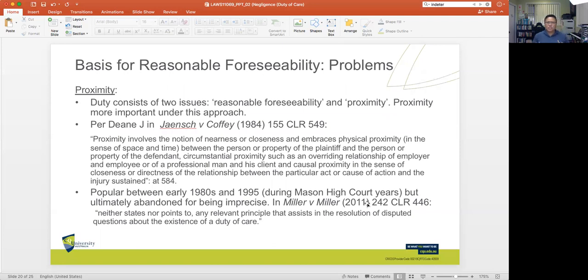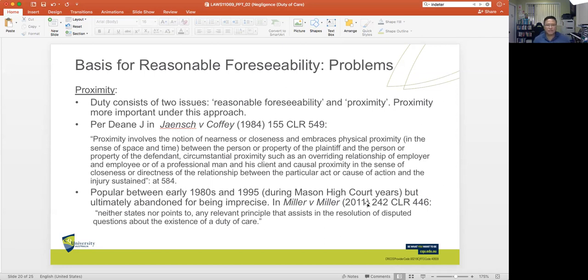So as I mentioned, I've kind of highlighted some of the problems when it comes to the basis for the issue of reasonable foreseeability. We recall in the case of Donoghue versus Stevenson that Lord Atkin talked about the duty that a defendant has to ensure that his neighbor does not suffer harm. But that leads to a question of who exactly is your neighbor. And one way of looking at it is the issue of proximity. So a neighbor is somebody who is proximate or near to you. So the duty of care therefore consists of two issues: reasonable foreseeability and proximity.